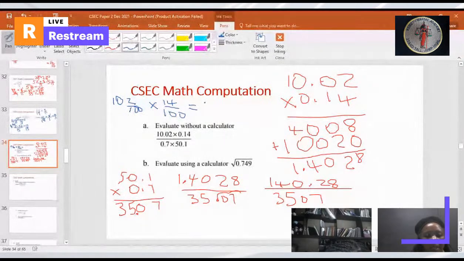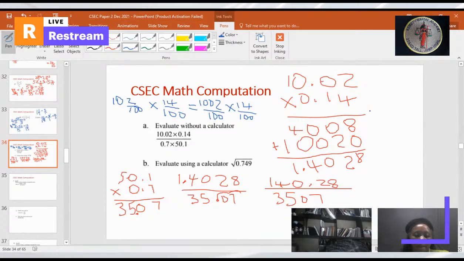Which is what? 1002 over 100. So 10 times 100 is 1,000 plus 2. So 1002 over 100 times 14 over 100. And that would give... Can anything cancel? Yes, miss.